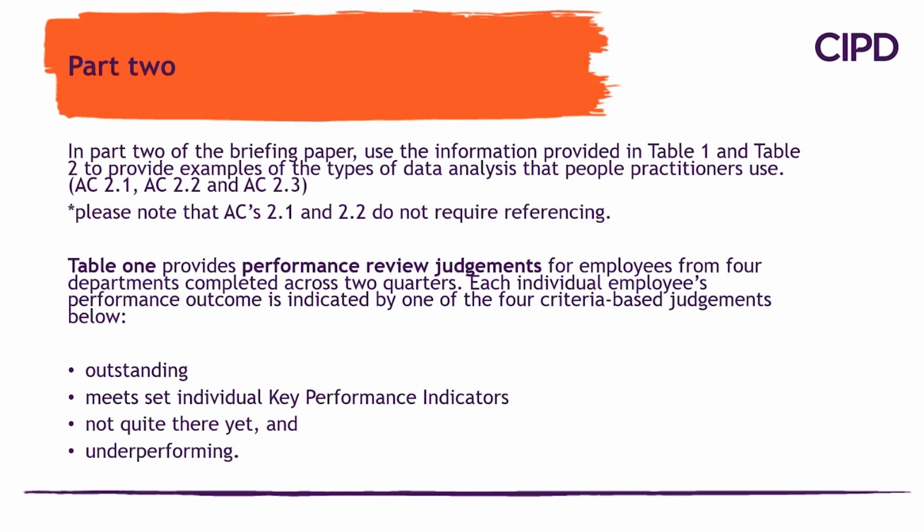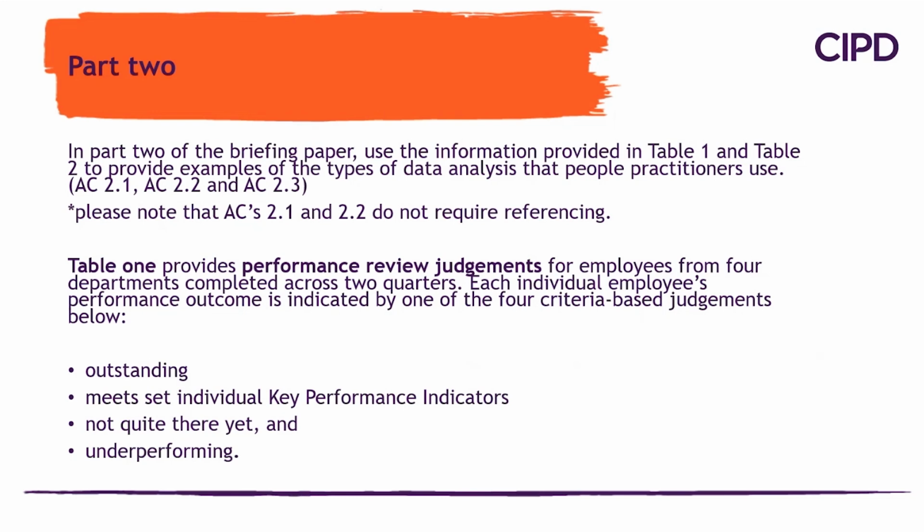So now we come into part two. So part two is really how we look at data and how we illuminate data to show the value that people practitioners bring to the organization in supporting the business. So here we've got a briefing paper, and you need to use the information that's provided in table one and table two and provide examples of the type of data analysis that people practitioners use. Please note that these two, certainly AC 1.1 and 2.2, do not require any references as they're practical tasks.